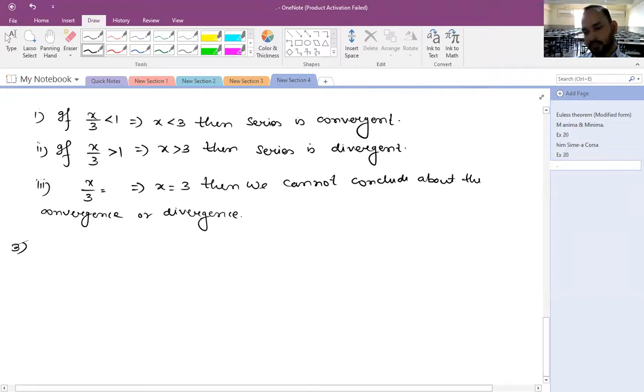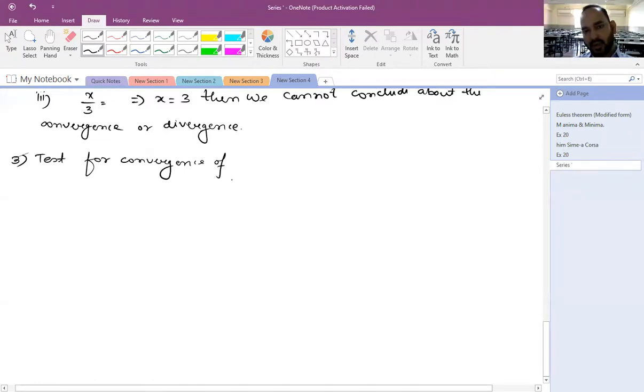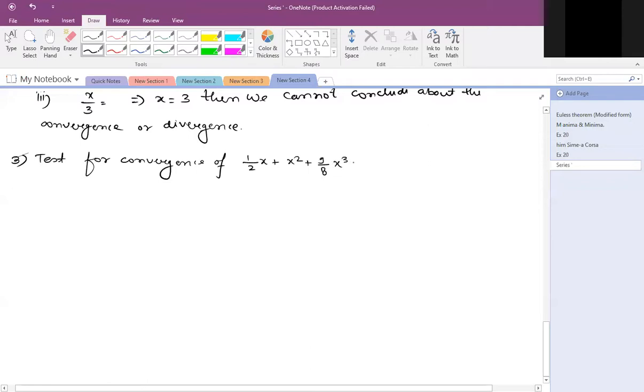Test for convergence: half x plus x square plus 9 upon 8 x cube plus x raised to 4 plus 25 by 32 x raised to 5, and so on. Okay.